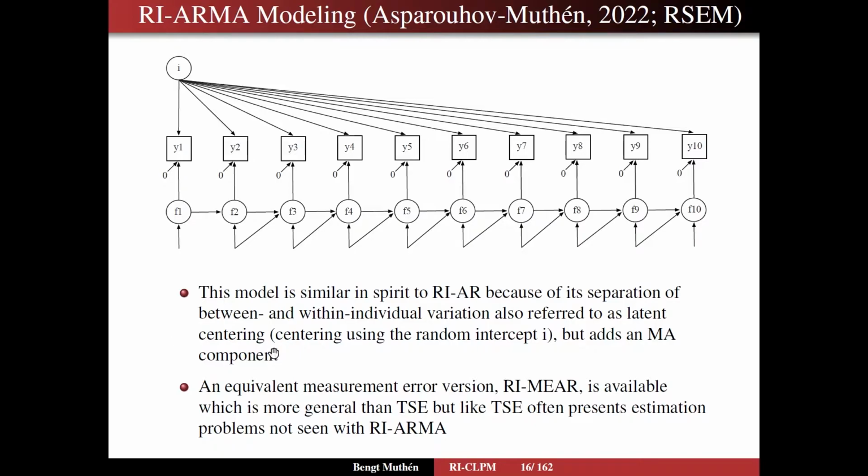But we add an MA, a moving average component, so we have once again the third variable being influenced not only by the second, but also by the residual here. So we have this jagged figure. Now there is an equivalent measurement error version of this, RI-ARMA, measurement error autoregressive, where these zeros are actually estimated parameters instead. But it's also a little bit tricky to estimate, and we're not going to focus on it here.